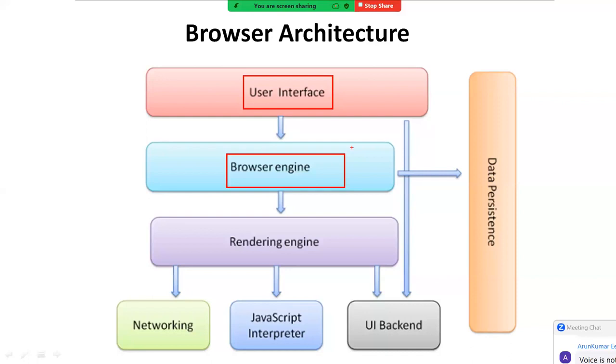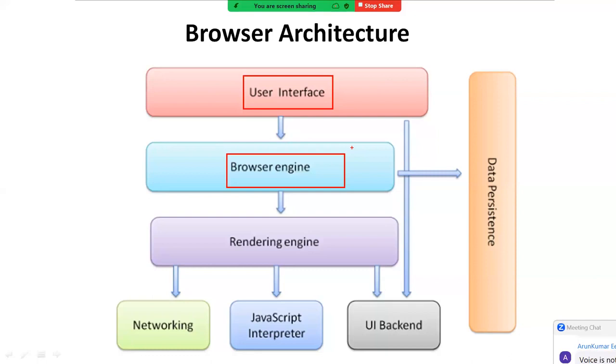You know, you write a program, will you see the output of the program directly? No. First you have to compile the program. After that, you have to see the output of the program, run the program. Am I right? You need two phases, compiling and running. Compiling is done by which engine? The browser engine. Running is done by the rendering engine. So every browser has these two engines. Another important thing is every browser has networking. Every browser has a JavaScript interpreter and UI backend.